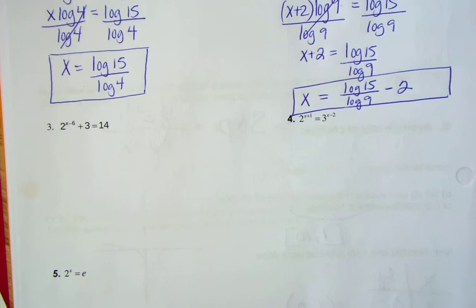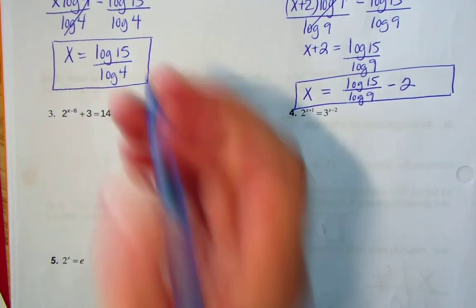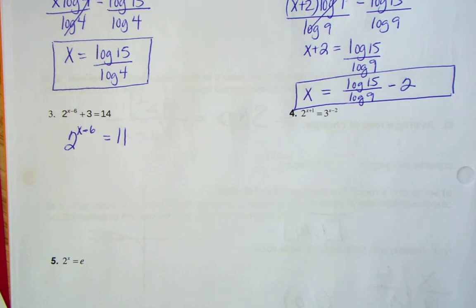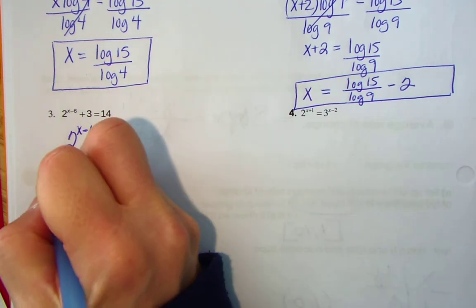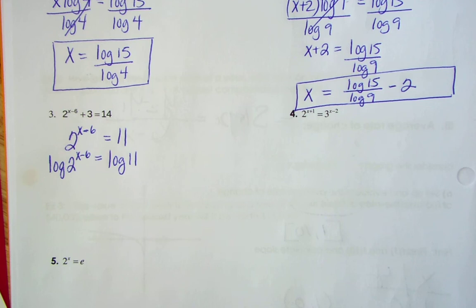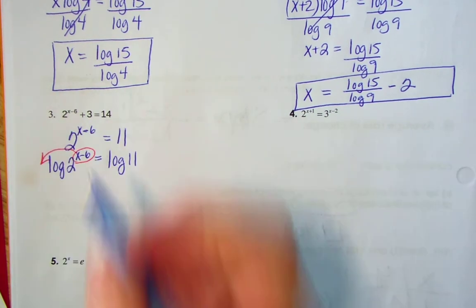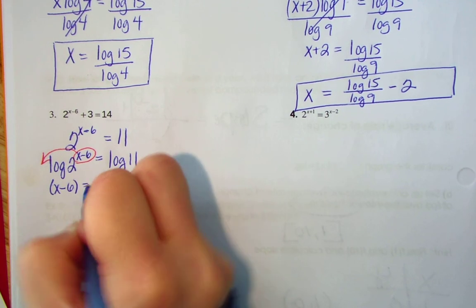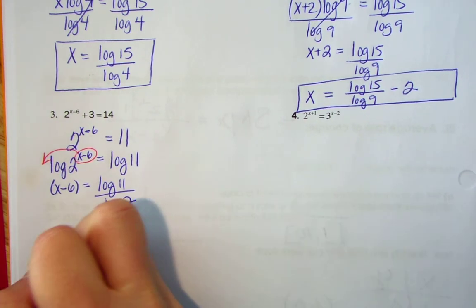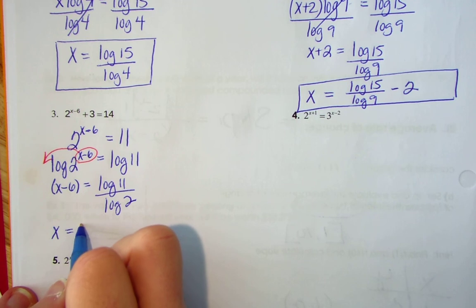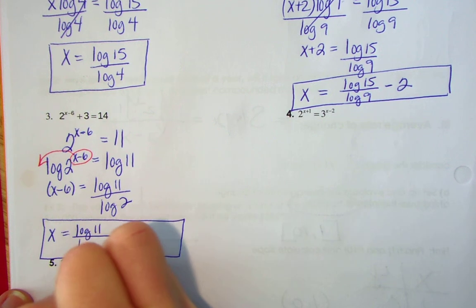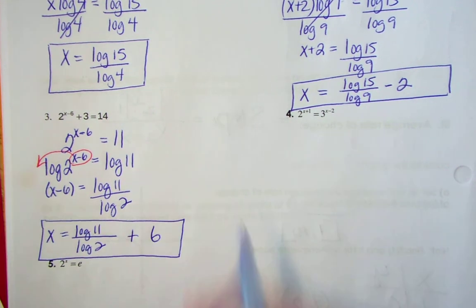Okay. The next question here, we do have to isolate this exponential, so we're going to subtract the 3. It'll be 2 to the x minus 6 equals 14 minus 3, which is 11. So let's take the log of both sides. So log of 2 to the x minus 6 equals log of 11. We want to use our power rule to move that up front. So we have x minus 6 times log of 2 equals log of 11, so x minus 6 equals the log of 11 over the log of 2. And we need to add the 6 over. So x equals this fraction, log of 11 over log of 2, and since that's minus 6 again, our answer will have plus 6.